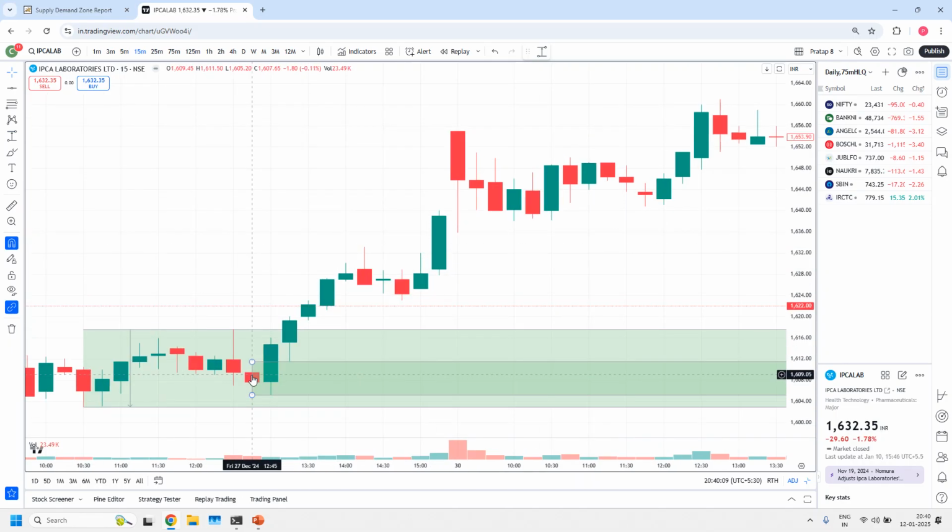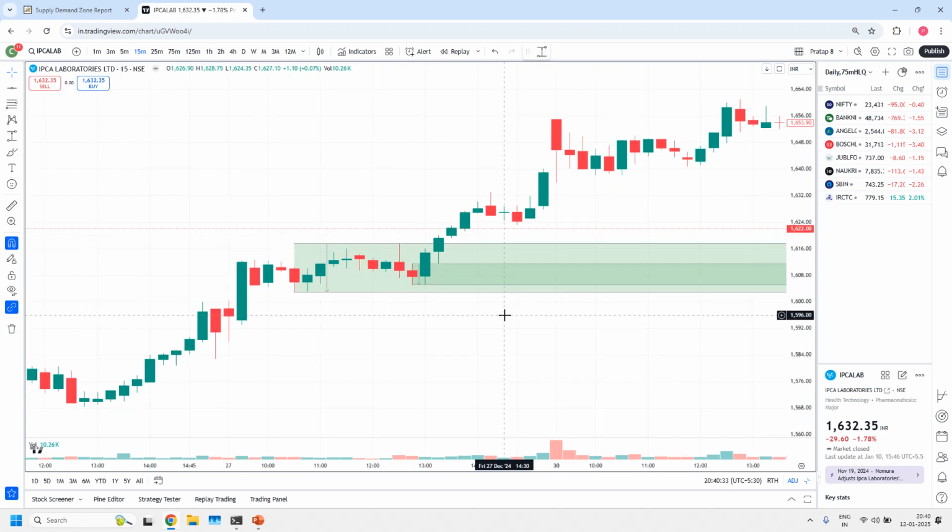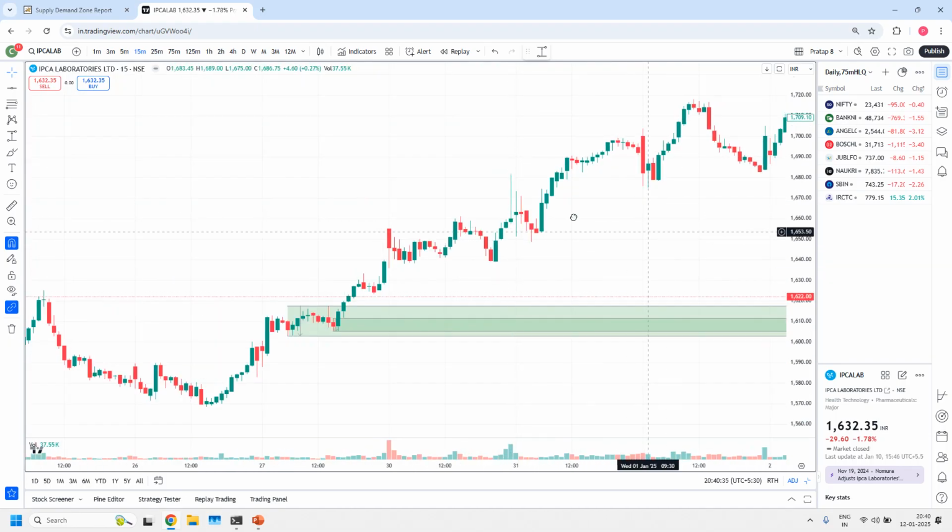Let me check. The low of this candle is 1605.20 and the low of this candle is 1605.15. So this is the low I have to consider. In drop base rally, the lowest of the leg in, base and leg out, whichever is the lowest, that should be the distal line. That is what you learned in your course. Okay, this is the 15 minute zone.